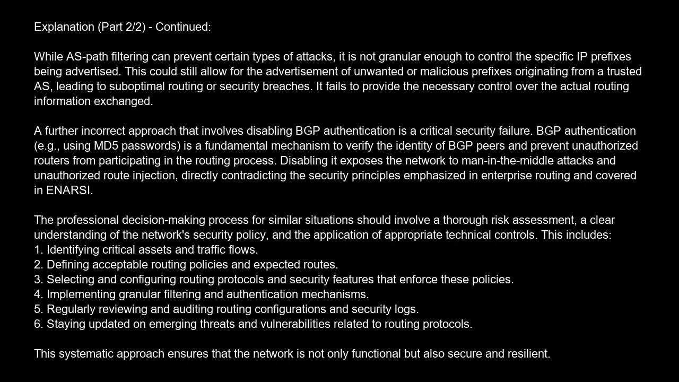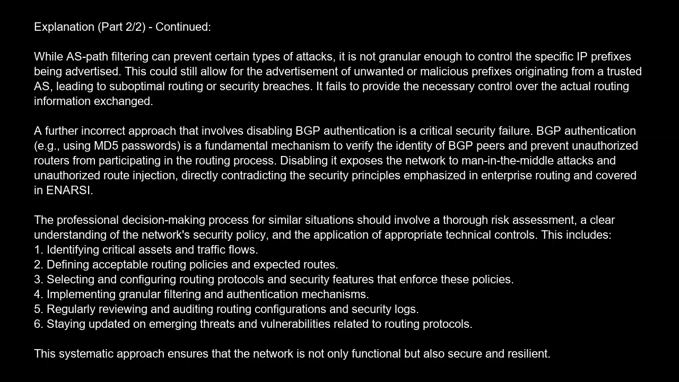A further incorrect approach that involves disabling BGP authentication is a critical security failure. BGP authentication, e.g., using MD5 passwords, is a fundamental mechanism to verify the identity of BGP peers and prevent unauthorized routers from participating in the routing process. Disabling it exposes the network to man-in-the-middle attacks and unauthorized route injection, directly contradicting the security principles emphasized in enterprise routing and covered in ENARSI.